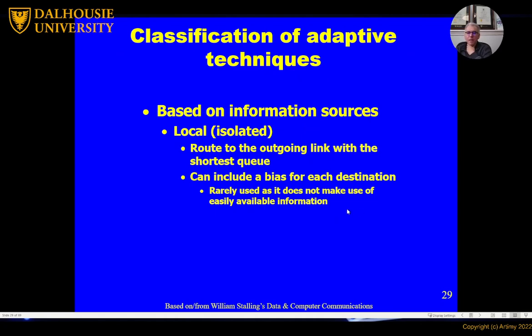Okay, so how can we make it adaptive? Again, there are several strategies. We could make the routing adaptive, but only using information available to the router itself. So we'll use local information. We don't care about the rest of the network. We just see local information.